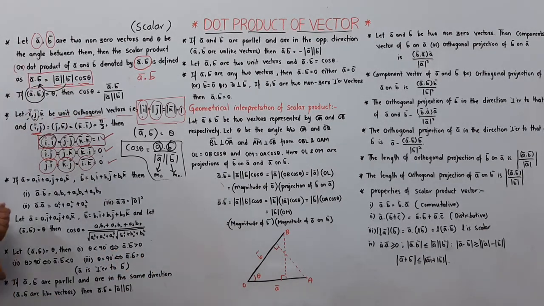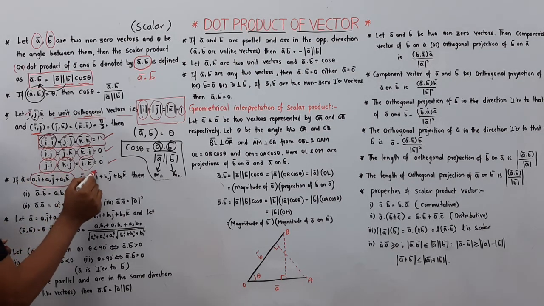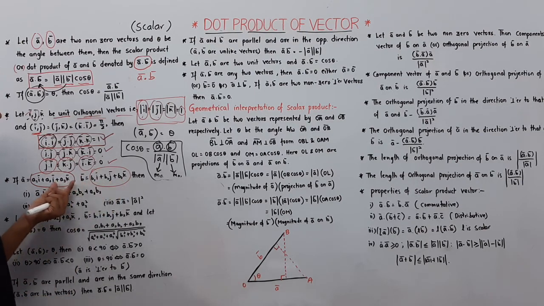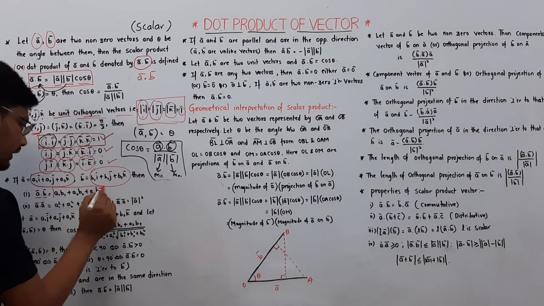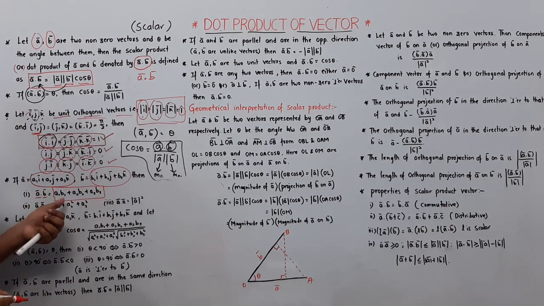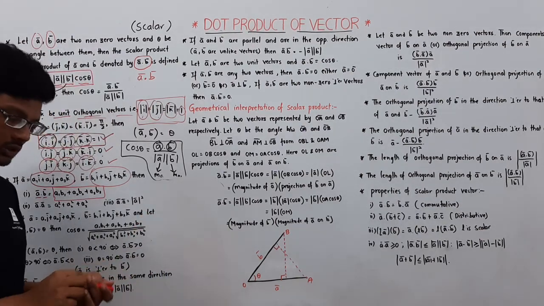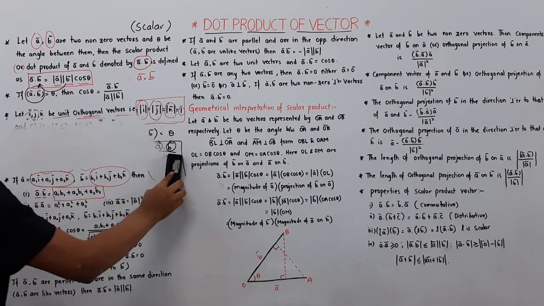Now the next point is, if a bar is one vector, that is a1 i bar plus a2 j bar plus a3 k bar, and b bar is equal to b1 i bar plus b2 j bar plus b3 k bar. This is a representation of two vectors. Then a bar dot b bar, the dot product of the two vectors, is nothing but simply a1 b1 plus a2 b2 plus a3 b3. For example, you can take like this. I am erasing this one.